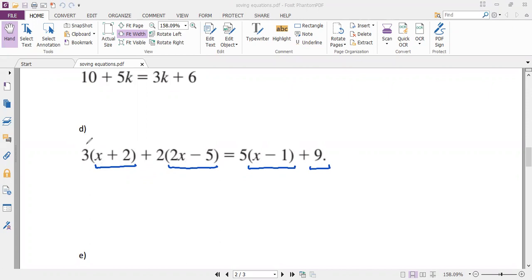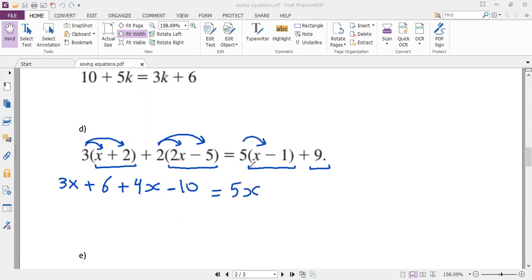Let's expand. 3 times x, 3x, and 3 multiplied by 2, 6. 3x plus 6 plus 2 times 2x, it's 4x, and 2 multiplied by minus 5, it's minus 10, equals. I have 5 multiplied by x, so it's 5x, and 5 times negative 1, it's negative 5. Then we have plus 9. Then we have left-hand side and right-hand side.